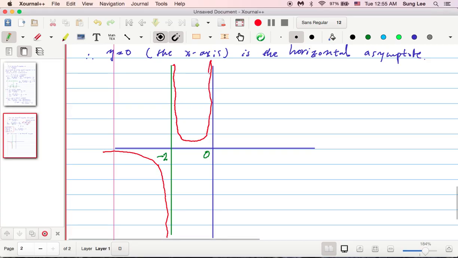Okay, so it goes like that. Sorry, it's kind of terrible. Oh no, I'm actually making it worse. Right, so it gets closer and closer to this vertical line.